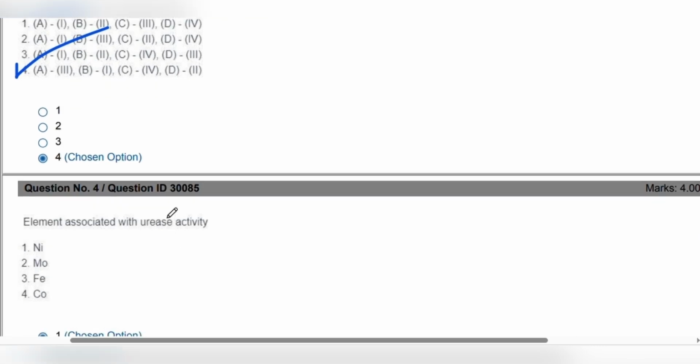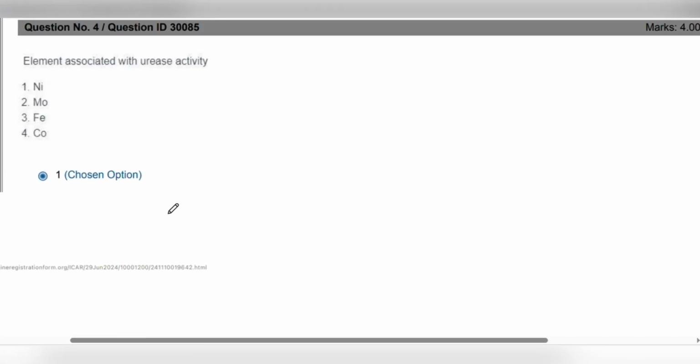Okay, moving on: element associated with urease activity. This is a very well-known question. As we know, the answer is option 1, nickel. Here you can see molybdenum. Molybdenum is used for, I think you know, the nitrogenase enzyme.